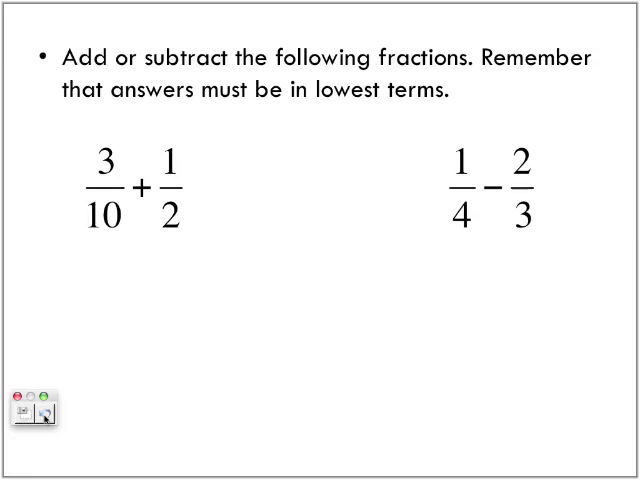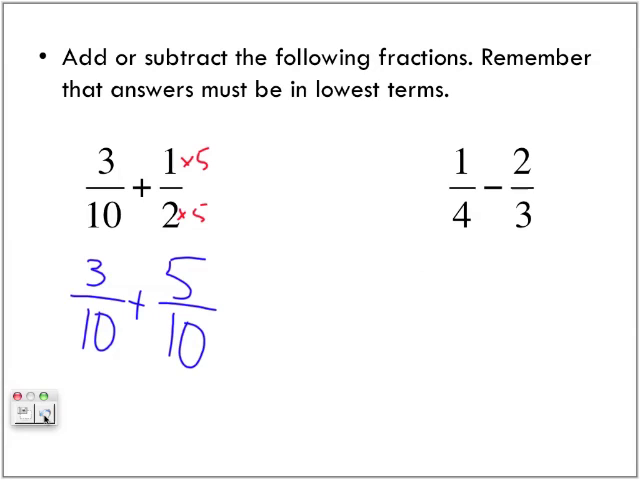So we're going to multiply 2 by 5, but what I do to the bottom, I must also do to the top. Now, let's just rewrite this one. 3 over 10, that doesn't change, plus 5 over 10. 5 over 10 and 1 over 2. How are they related to one another? What are they referred to as? They're both half. They're equivalent fractions.